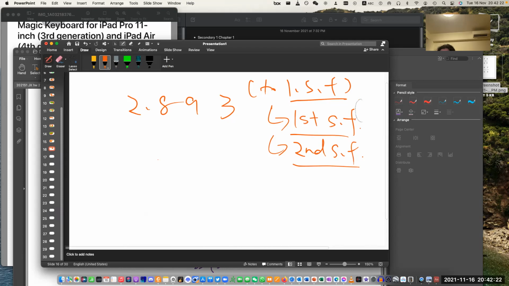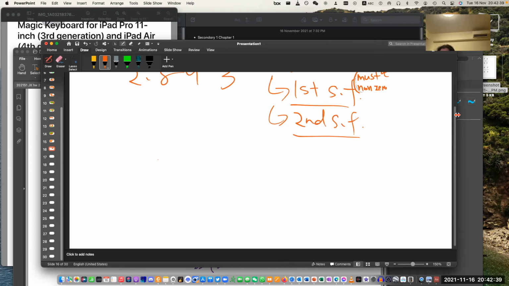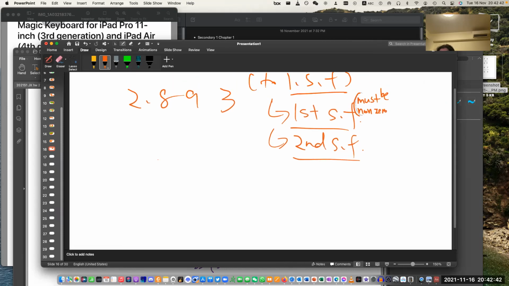Catch means there is something you need to take note of. The first significant figure must be non-zero. Let me make it bigger. So the first significant figure must be non-zero, and you just have to remember this. You ask yourself, is this non-zero? Yeah, 2 is non-zero, so it's my first significant figure. If my first significant figure is here, this will be my second significant figure.